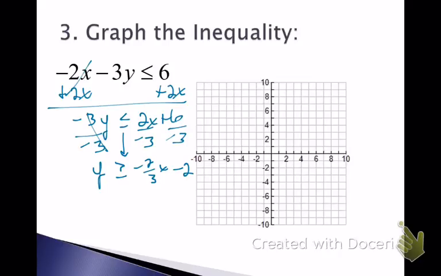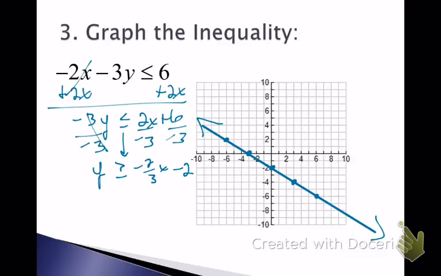So go down to negative 2. That's my y-intercept. And then the slope is down 2, right 3. Down 2, right 3. Or we can go up 2, left 3. Up 2, left 3. And then draw your line. Solid or dotted? Well, it's equal to, so we leave it solid.